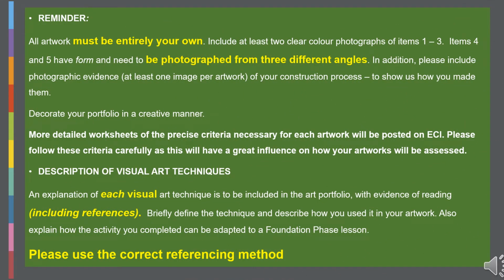Just a quick reminder that all artwork needs to be entirely your own. Include at least 2 color photographs or scans of items 1 to 3. These are your 2D artworks. Items 4 and 5, which are your 3D artworks, have form and need to be photographed from 3 different angles. In addition to this, please include some photographic evidence, so at least maybe 1 image per artwork, of your construction process to show us how you made them. You then also need to decorate your portfolio in a creative manner.